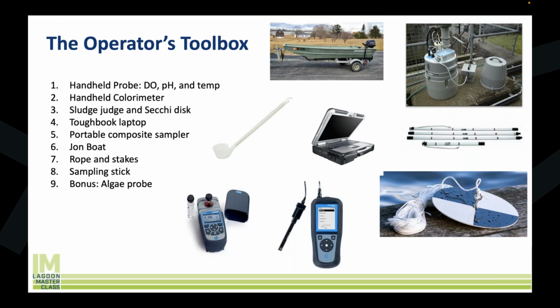That's about $2,000 to $2,500. Also a laptop, a sludge judge, a Secchi disk, a john boat, portable composite sampler, sampling stick, and if you want, you can get an algae probe as well that tells you the level of chlorophyll that's in the pond, so you can more adequately predict when algae is going to spike.